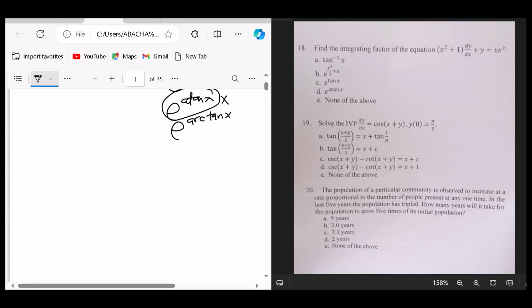Now let's look at 19. We are asked to solve the IVP, and the IVP is dy/dx equals cos(x plus y), where y of 0 is equal to pi over 2, like this.